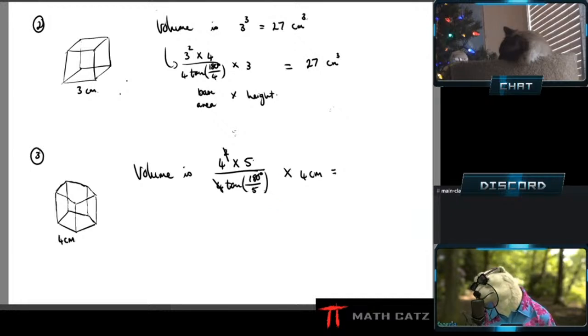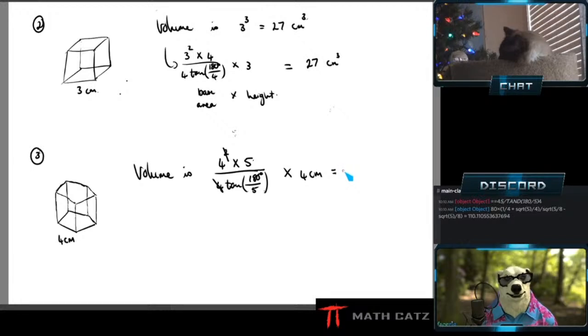Let us see what this is. Four times 5 divided by tan of 180 divided by 5. Don't forget that last times 4. And we get, did I do that? 110.06. Right, so I don't think that's anything crazy.